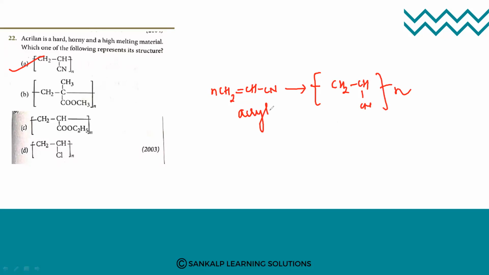So the acrylan structure is N CH2 CH, CN. So this will undergo polymerization and it forms CH2 CH, CN. So this is the structure, option number A. So acrylan is an addition polymer of acrylonitrile. So this is the structure of acrylonitrile. So how is this acrylan prepared? Acrylan is prepared from acrylonitrile. So option number A is the structure of acrylan.